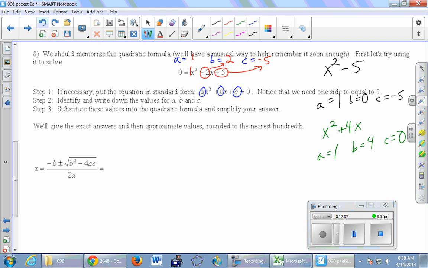Here's the hard part. Substitute these values into the quadratic formula and simplify your answer. Let's give that a shot. This one is the one with the process. Okay, so here's the formula, x equals -b plus minus all that stuff. So we're going to very carefully copy this thing and then do a lot of simplifying.